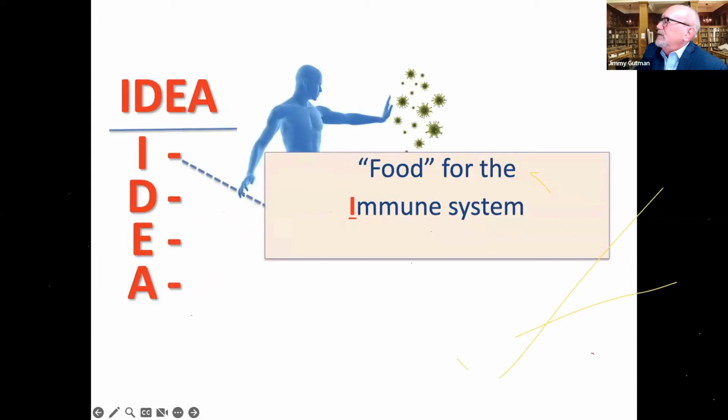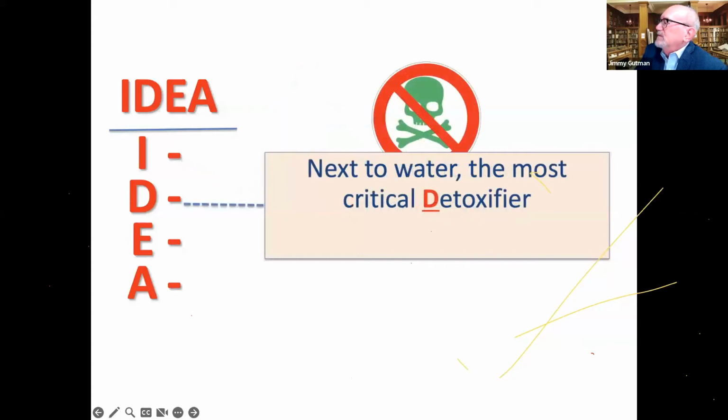glutathione is literally food or fuel for the immune system. With low glutathione levels, you'll express immunocompromise. With high glutathione levels, you have a chance to optimize your immune defenses.